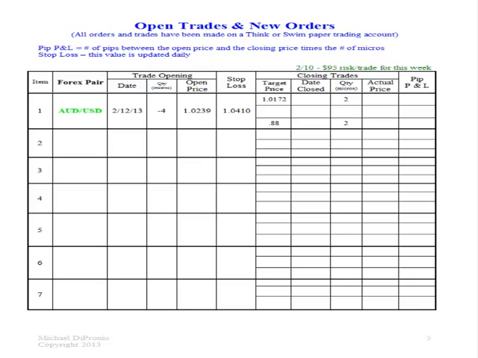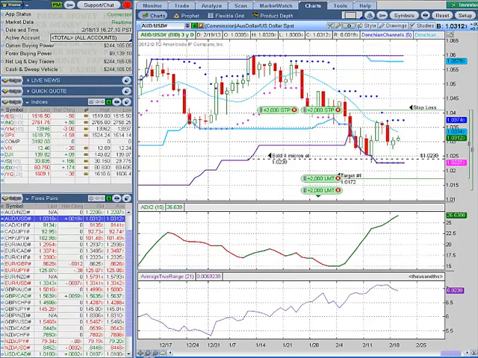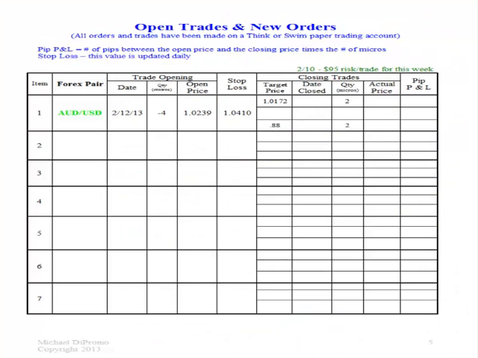For open trades, the Aussie US dollar trade remains open and we're short 4 micros. The stop loss remains at 1.0410. Here's the price chart for the Aussie US dollar. As for new orders, we haven't placed any new orders today.